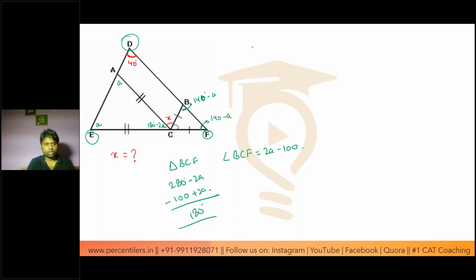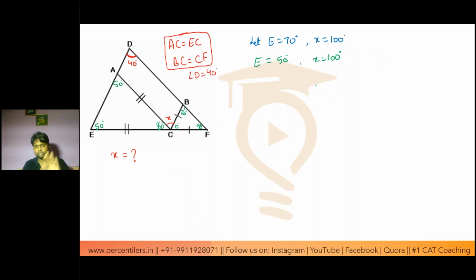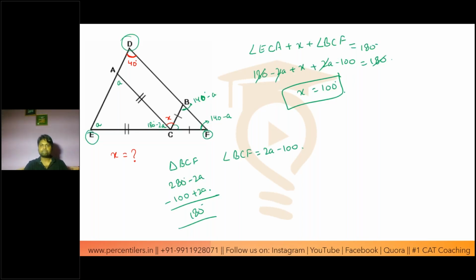Okay, so I know that angle ECA plus x plus angle BCF is going to be 180, because it's a straight line. ECA I have 180 minus 2a, x I don't know, BCF I have 2a minus 100, and that should be equal to 180. 180 cancels, 2a cancels, what's left, brother? x equals a constant. No variable in your way, a constant is your answer. So this is the algebraic solution, this is the non-algebraic solution. Fine.